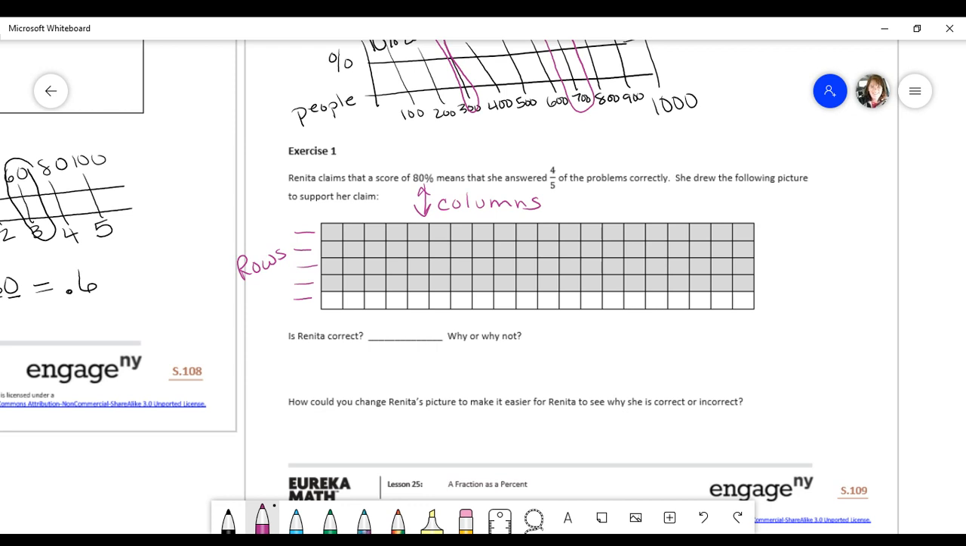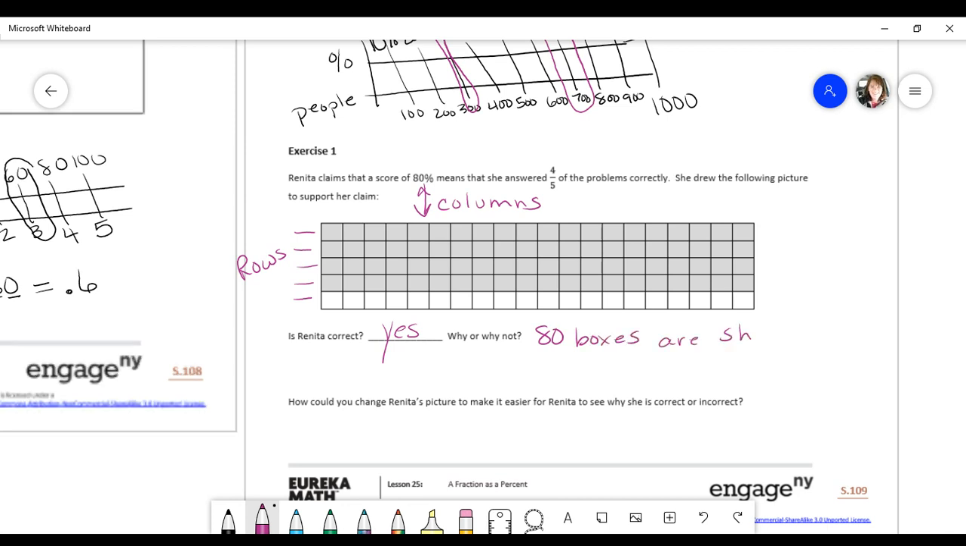Right, they are. So we need to know, is that 80%? Well, out of all of these boxes, there are 100 boxes there. And we have right here 20 of them not. So yes, she is correct. Now, why is she correct? There are 80 boxes colored, shaded.